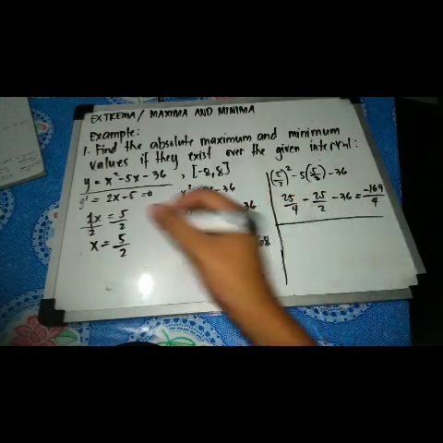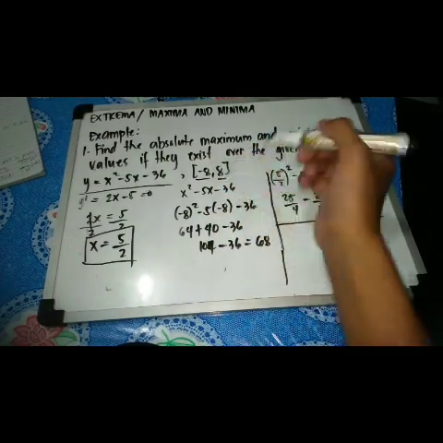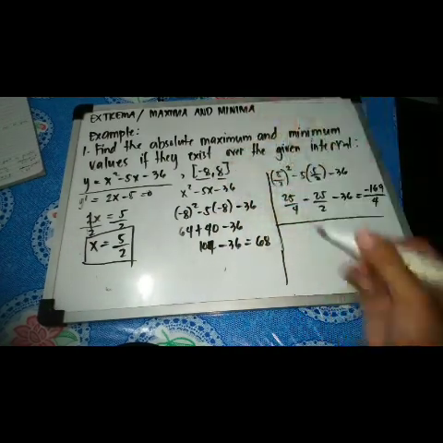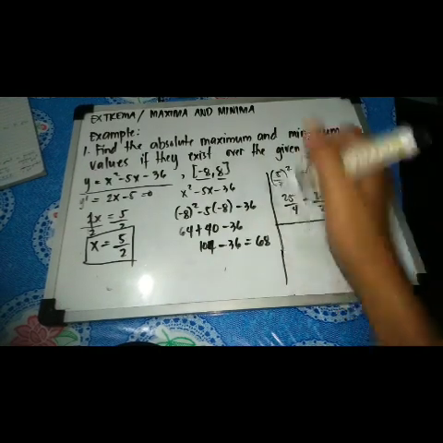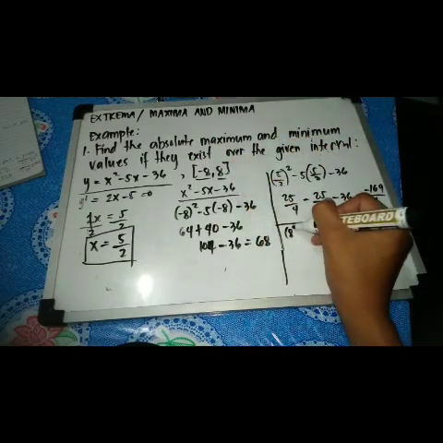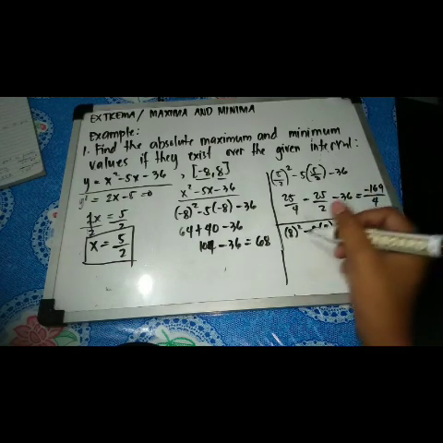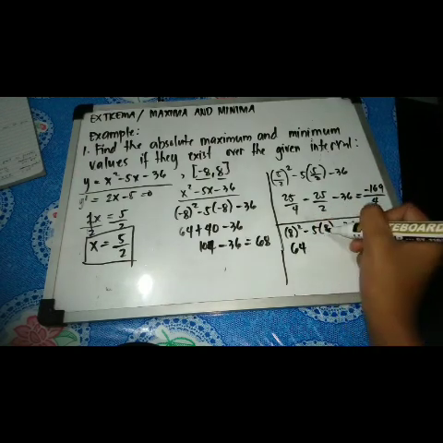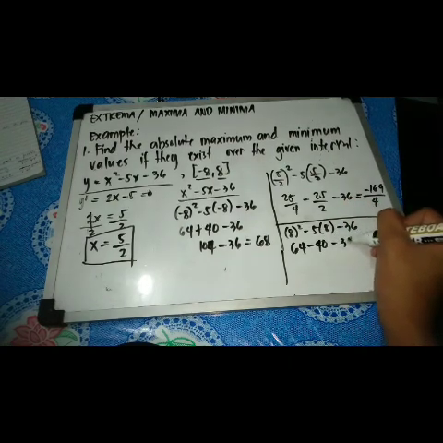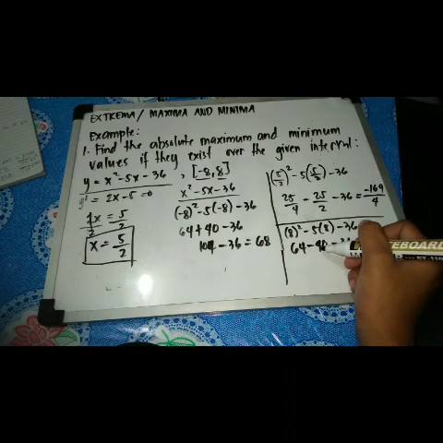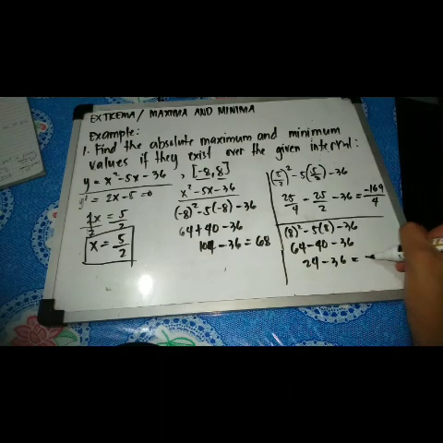Next, after using these values, we need to use the last x, or the last interval. So using this equation, we have 8 squared minus 5 times 8 minus 36. 8 squared is positive 64. So we have -5 times 8, we have -40, minus 36. 64 minus 40, we have 24, minus 36, we have -12.